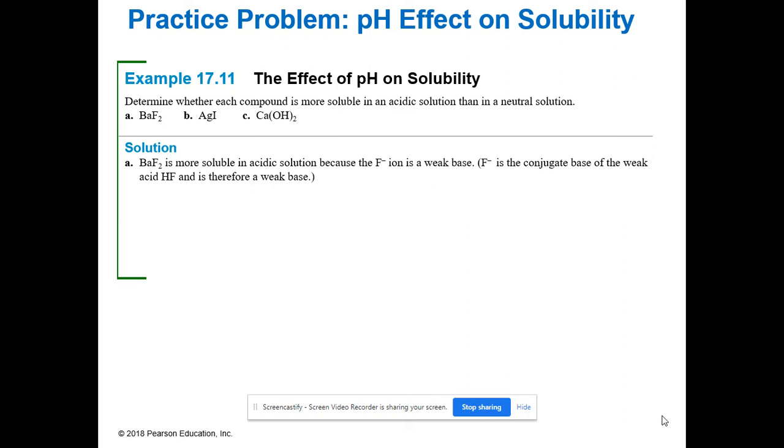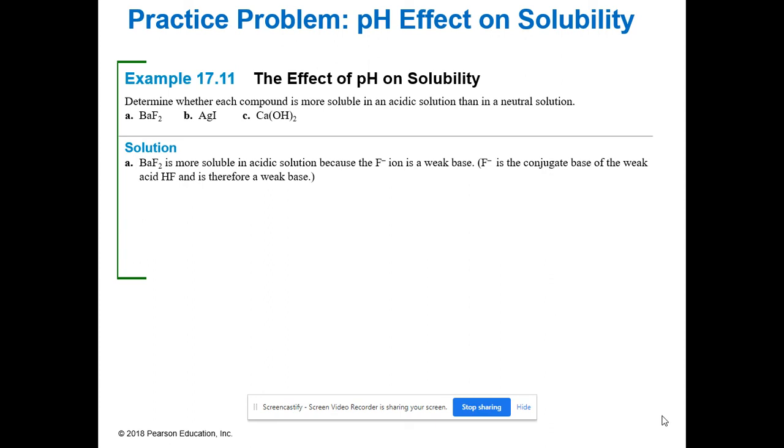Our fluoride, though, comes from HF. HF, we know, is a weak acid. So therefore, now we have this conjugate base. So it would be more soluble in an acid, because we have a weak base, than it would be in something that was neutral in solution. How about the second one?